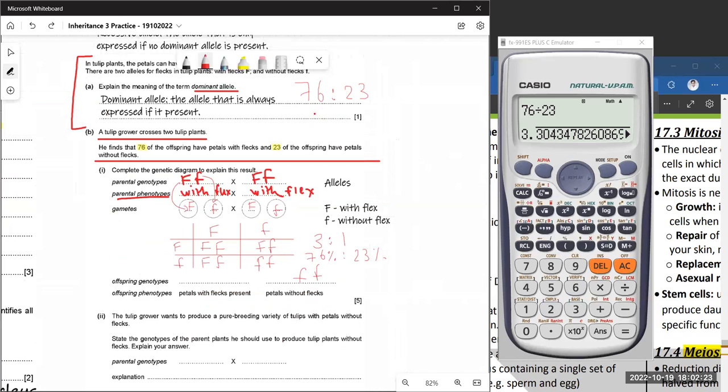But sir, from where did we get 23? Say that again. Where did we get? From where did we get 23? It's given in the question.